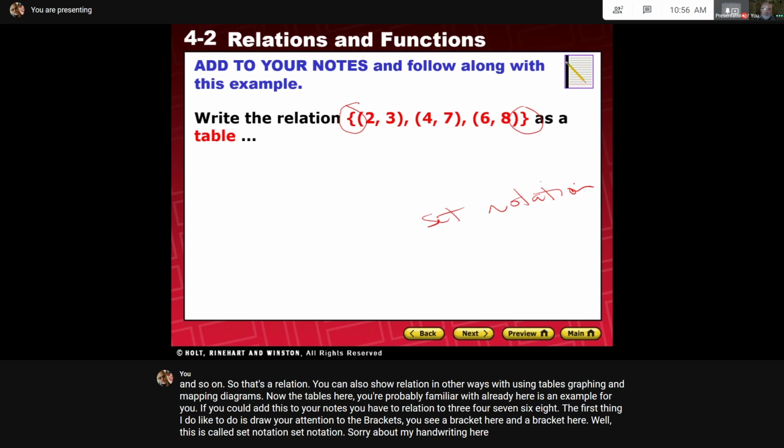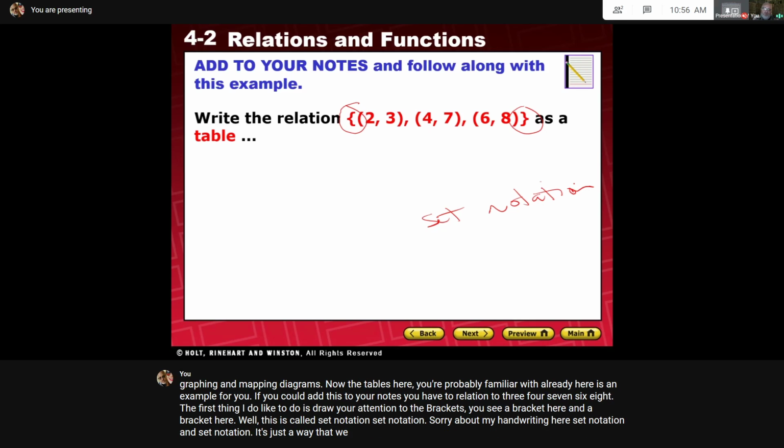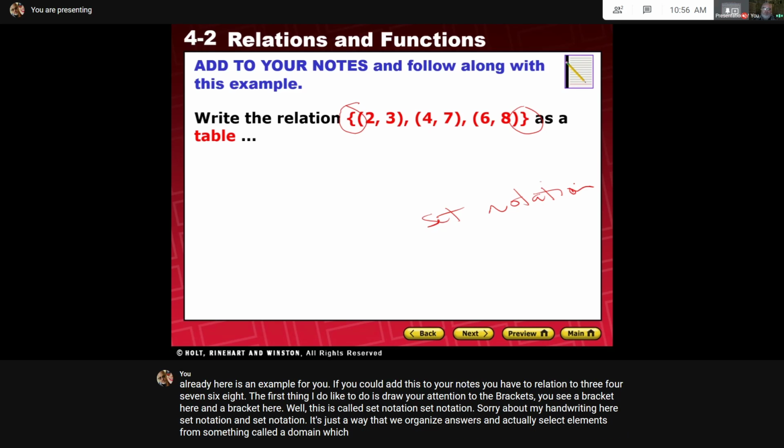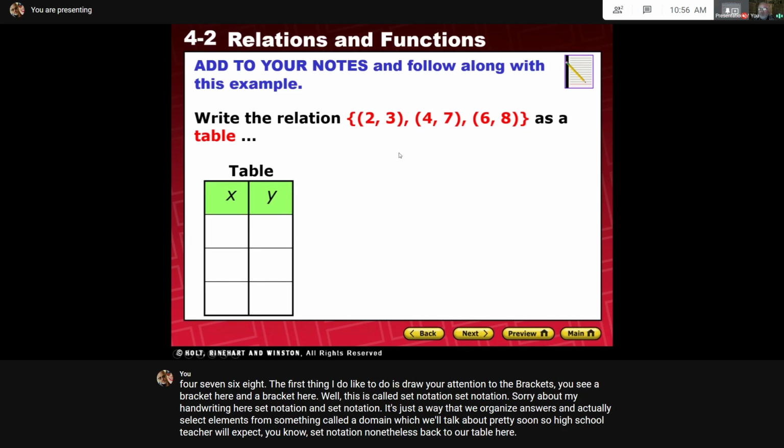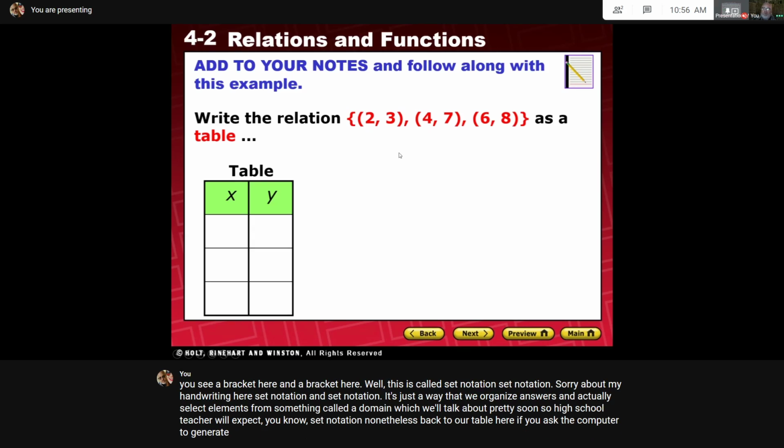Set notation is just a way that we organize answers and actually select elements from something called a domain, which we'll talk about pretty soon. So high school teachers will expect you to know set notation. Nonetheless, back to our table here. If you ask the computer to generate a table, it's going to make a nice pretty table like this. Everything's symmetrical. You got colored boxes.